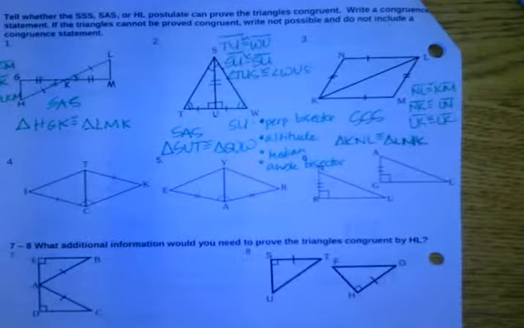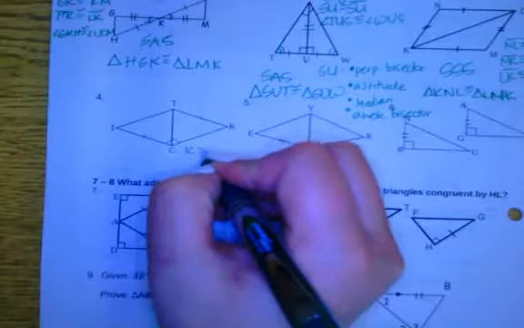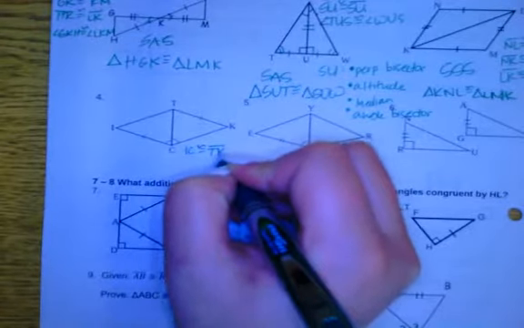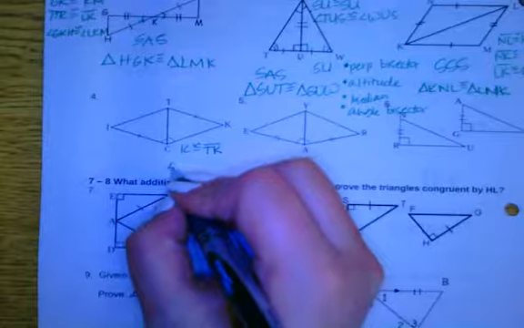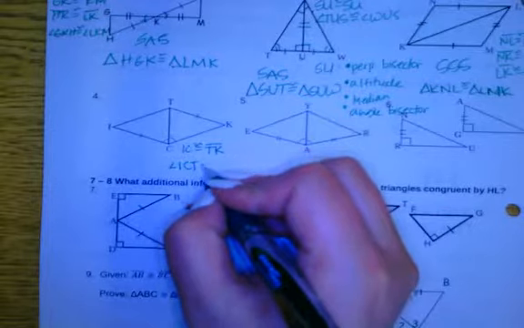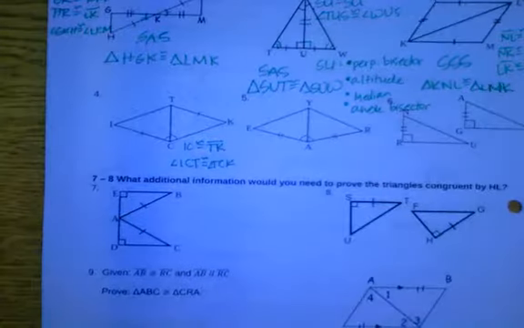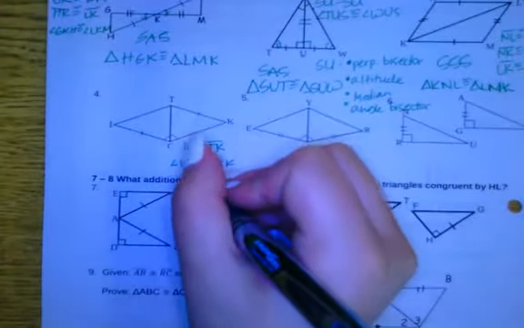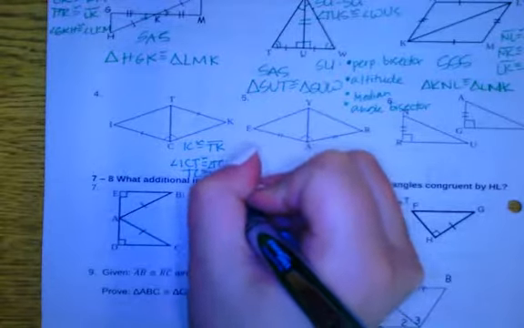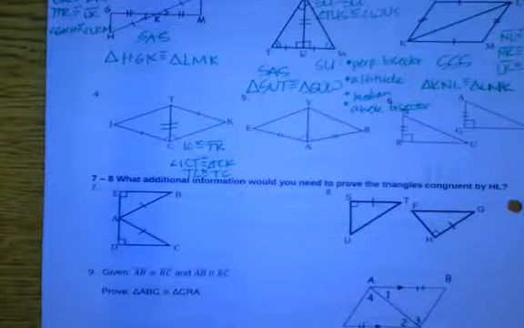Okay, number 4. We know IC is congruent to TK. We know angle ICT is congruent to TCK. What else do we know? TC is congruent to TC. Are they similar? Yes. Why no?